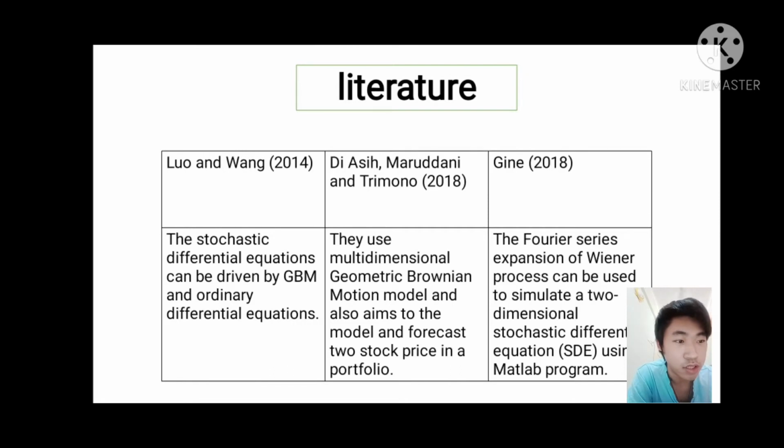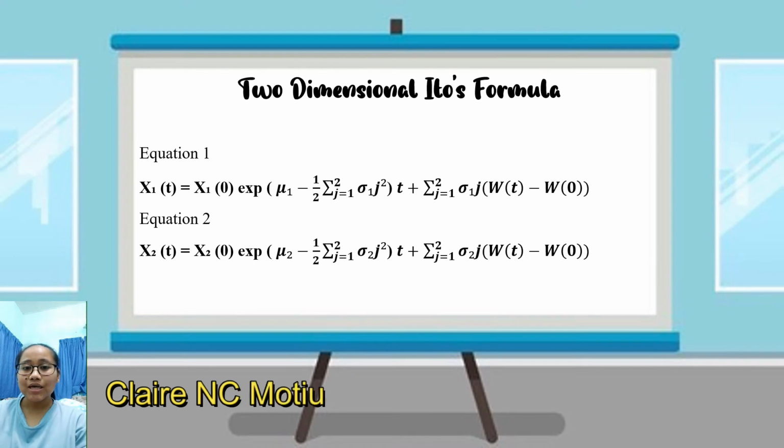The Fourier series expansion of the Wiener process can be used to simulate a two-dimensional stochastic differential equation using the MATLAB program. The stochastic differential equation is widely applicable in stochastic analysis and its areas of application, for example, in finance.